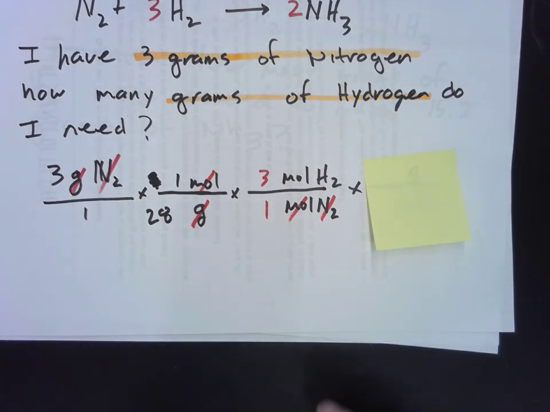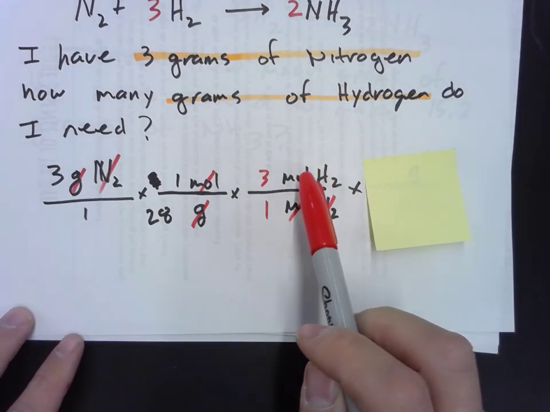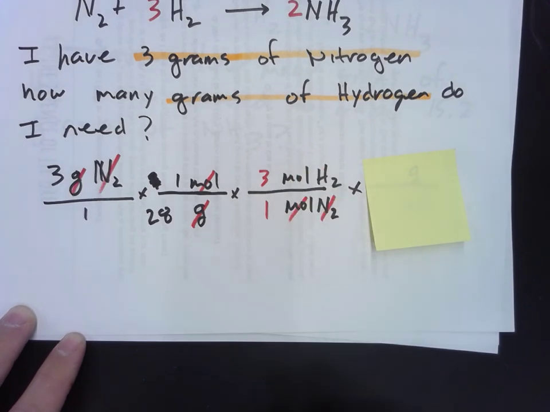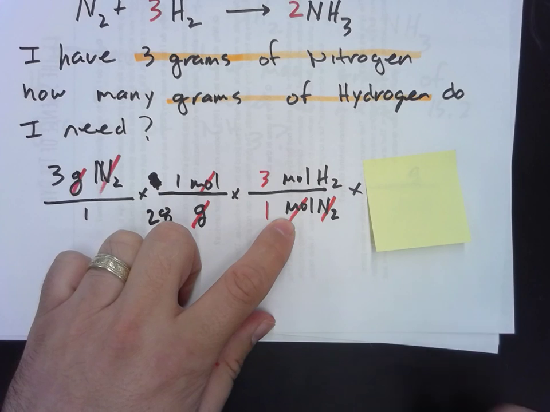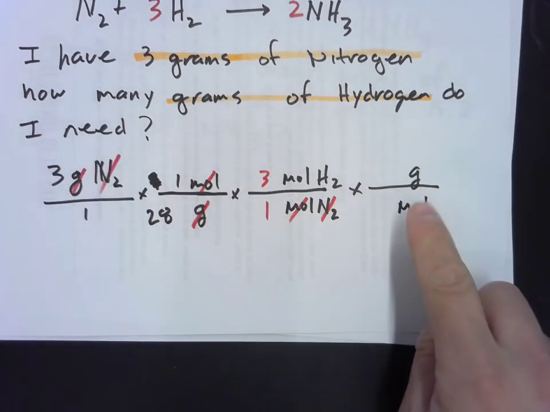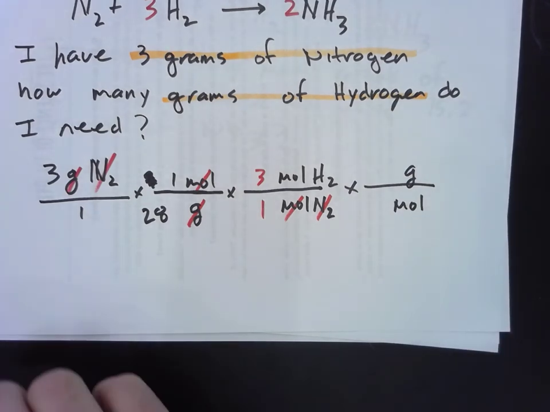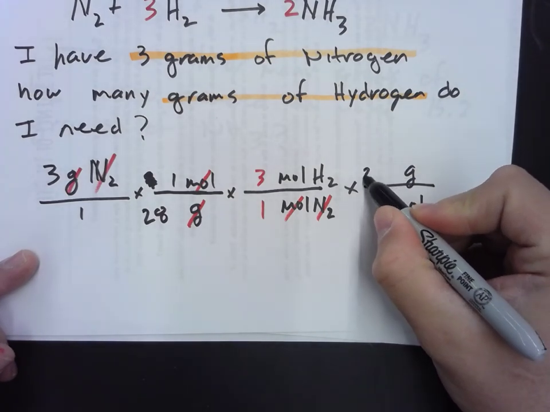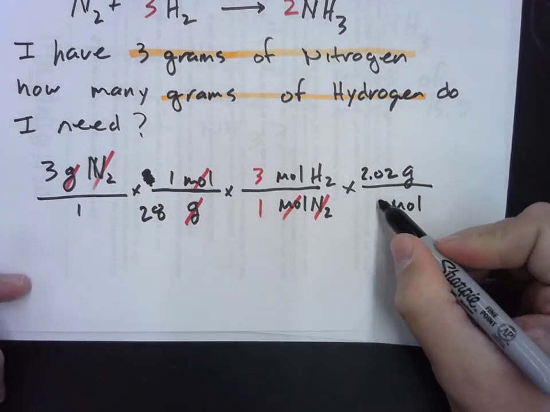Okay, so now what unit am I in? I'm in the units of moles of H2. After I cancel everything out, my units are moles of H2. So what do I have to do? I have to convert from moles of H2 into grams. That's my final step. And how do I do that? I look on the periodic table and I plug in the molar mass of H2: 2.02 grams per 1 mole.